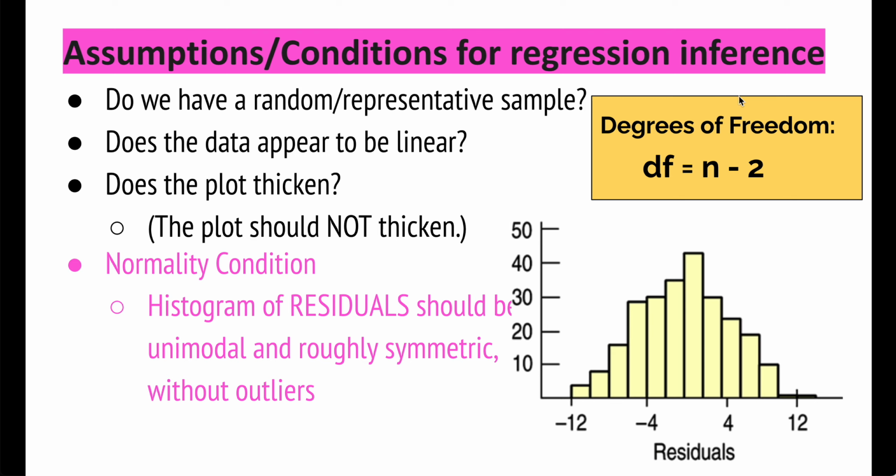Degrees of freedom for a regression test, and this is important to know later, is n-2. So we're taking away, it's n-1, but then because we have an extra variable that we're dealing with, there are 2 numerical variables, we take off another 1. So it's n-2.